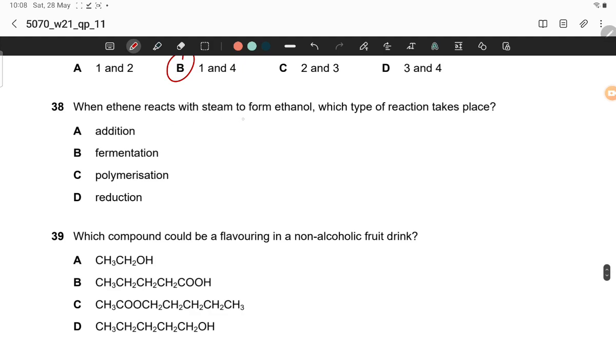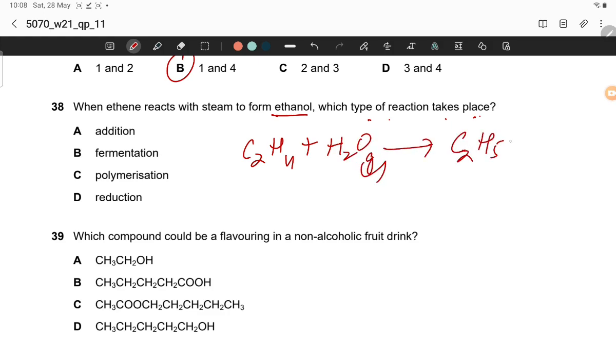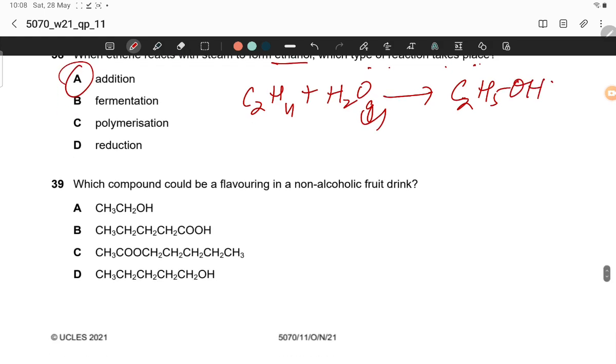Question number 38. When ethene reacts with steam to form ethanol, which type of reaction takes place? This is an addition reaction, because C2H4 plus H2O gas, steam, forms C2H5OH. So this is an addition reaction.